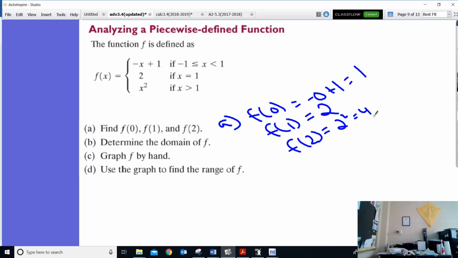B is kind of an interesting problem. Determine the domain of this function. It's a lot easier if you actually have a graph in front of you, but you don't yet. But what you got to do is you got to scan through these restrictions on the right-hand side. That's what you got to do. Okay. This right here is telling you what the smallest thing x can be.